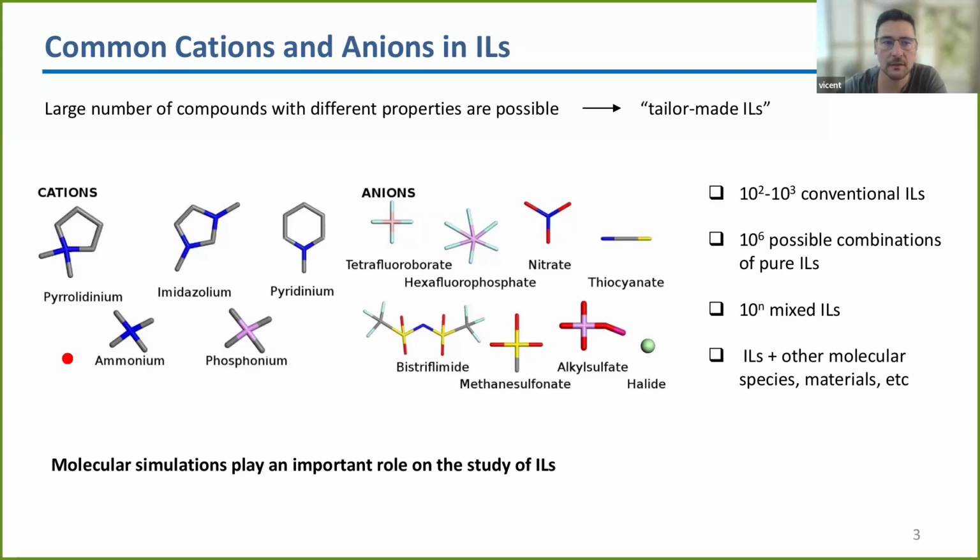But there is more, because ionic liquids have proven to be excellent materials when combined with other types of materials. You can mix ionic liquids with many types of molecular species, and most of the time you are improving the properties of these new materials. So the number of possibilities still increases. At this point, it's very clear that we cannot use experiments to describe all of these possible combinations. It's also not clear that we can do it with molecular simulation, but at least molecular simulations can play an important role in the study of these ionic liquids.